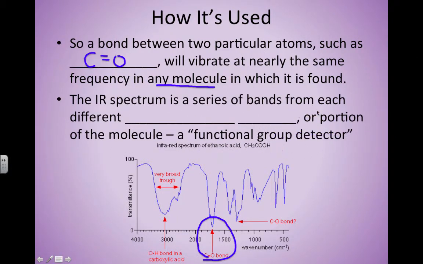Because it shows up in about the same place every time, the infrared spectrum is a series of bands from each different functional group or portion of the molecule. And we use it as essentially a functional group detector to find out which groups are present in our molecule.